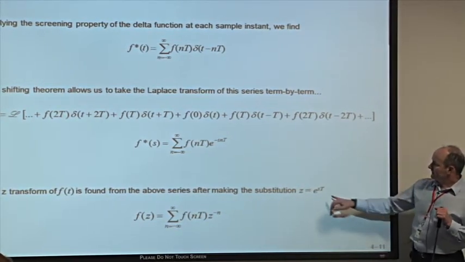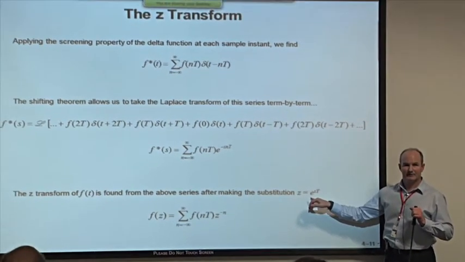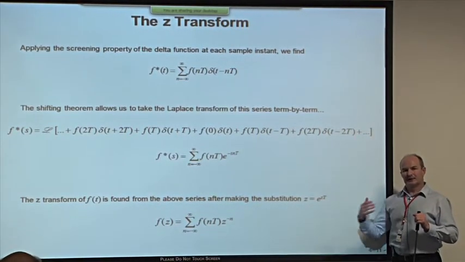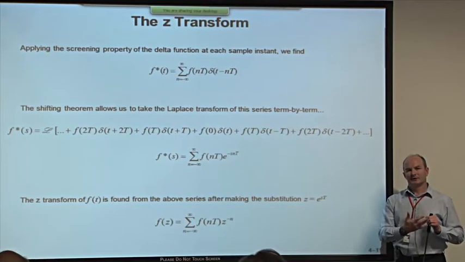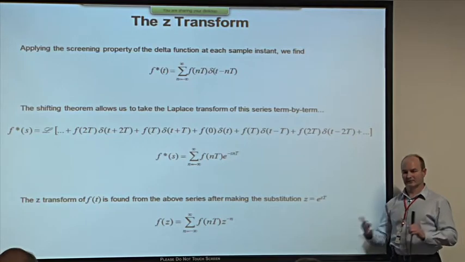Now, the thing is that this relationship is a nonlinear relationship. It's nonlinear in s. z and s are not linearly related, so it's difficult to apply the techniques that we've already learned for continuous time systems directly. We have to take this nonlinearity into account.